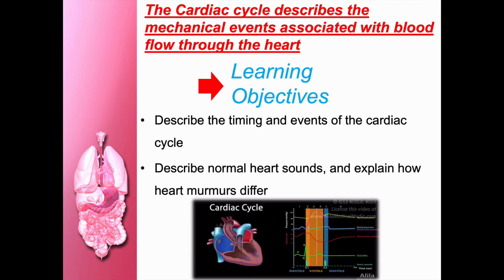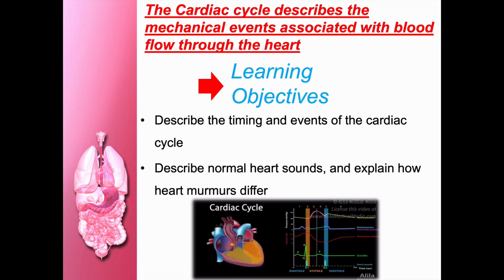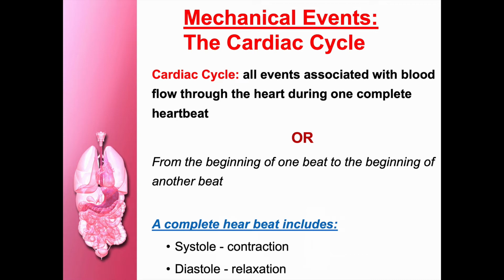Okay, now coming to the cardiac cycle. You have to understand the systole and diastole pattern of the heart. Okay, so if you see here, the cardiac cycle, all events associated with the blood flow to the heart during one complete heartbeat is called as cardiac cycle. So cardiac cycle means there is one contraction of the heart and one relaxation of the heart. The contraction of the heart is called as systole and relaxation of the heart is called as the diastole.